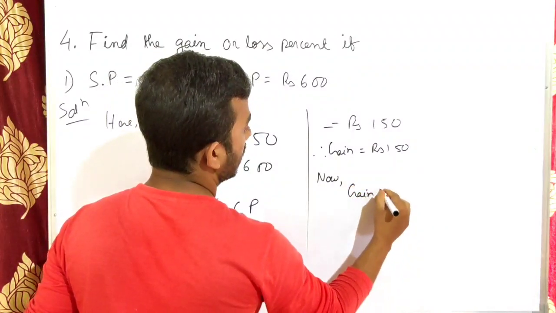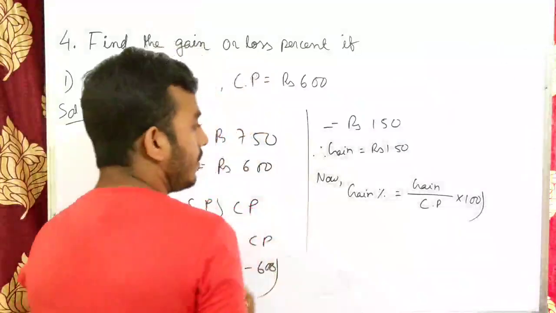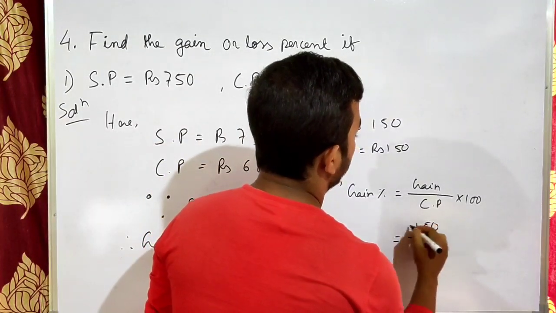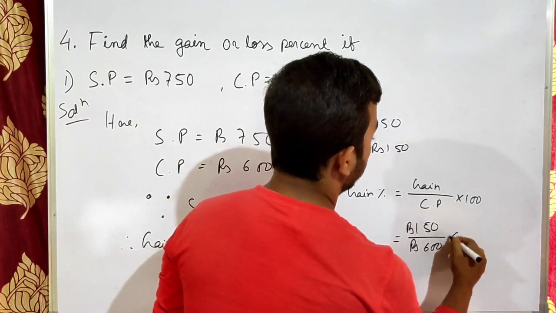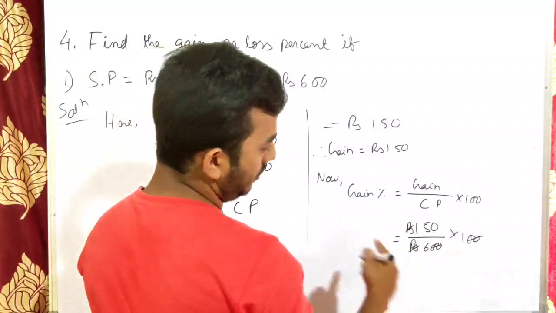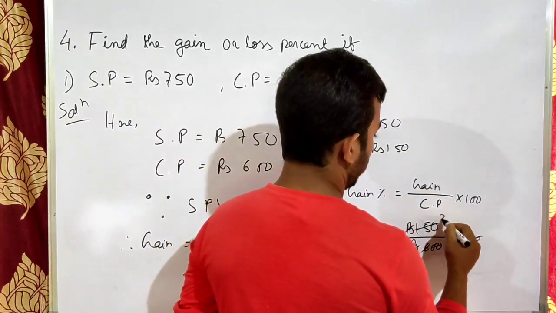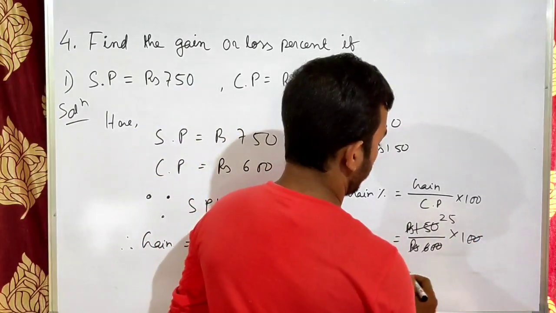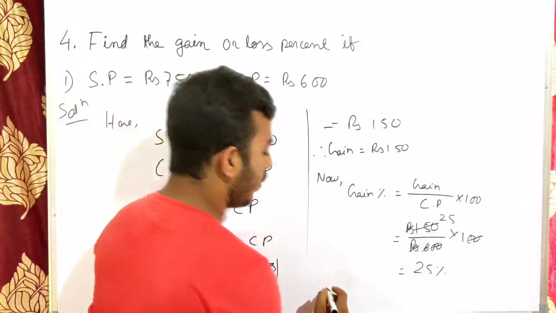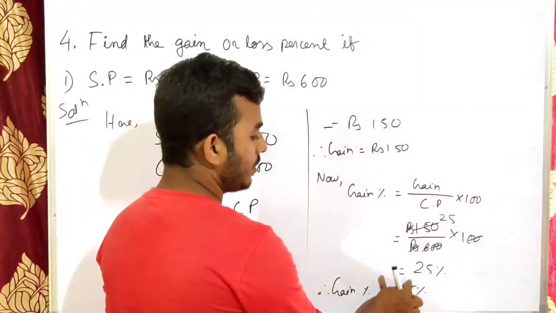Gain percent equals gain by CP into 100. Then after simplifying we'll put the percent sign. Here gain is 150 rupees, CP is rupees 600, and that into 100. The rupees cancel, and we can cancel 6 with 150. Look, 6 into 2 is 12, then 6 into 5 is 30, so it is 25%. How much gain have we made here? We have gained 25%. Therefore gain percent is 25%.